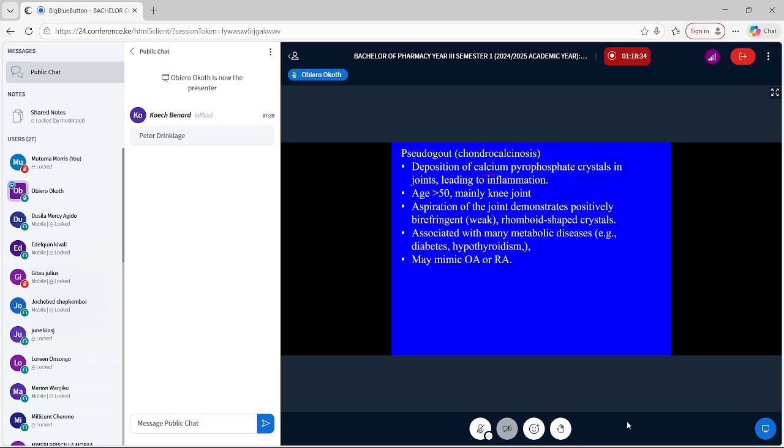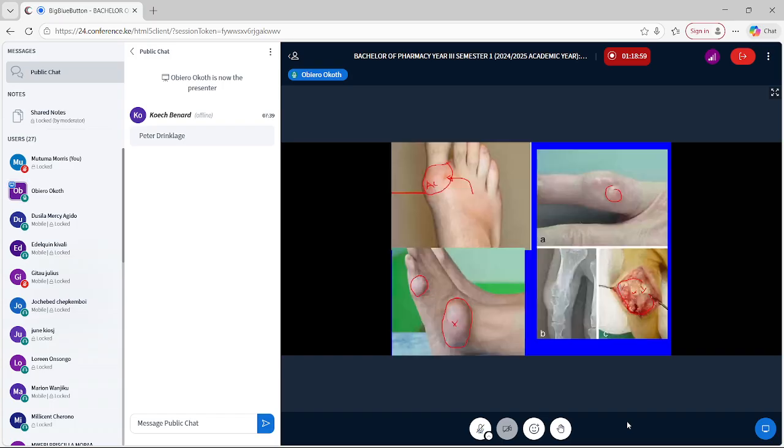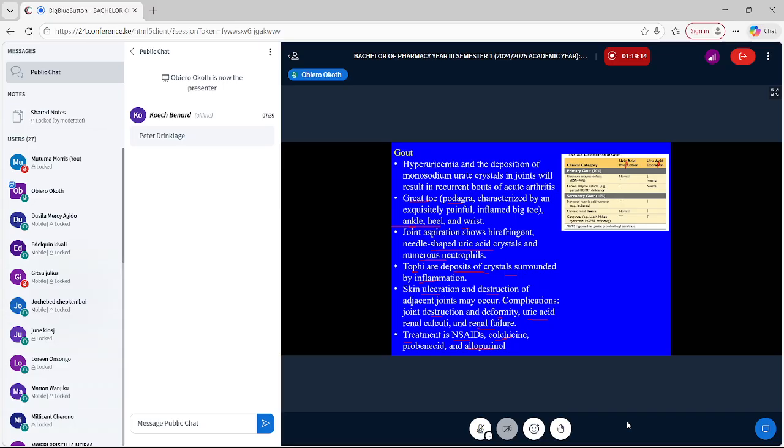Pseudogout, deposition of calcium pyrophosphate. When you aspirate the joints, you don't get the needle-shaped uric acid. Yes, and we see it a lot with diabetes. You can see it with rheumatoid arthritis. Pyrophosphate.